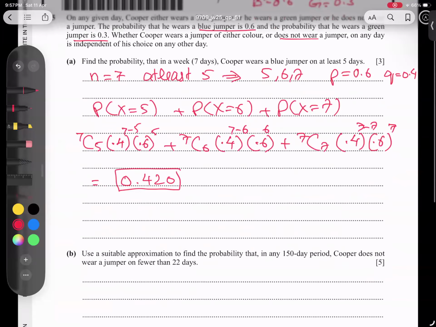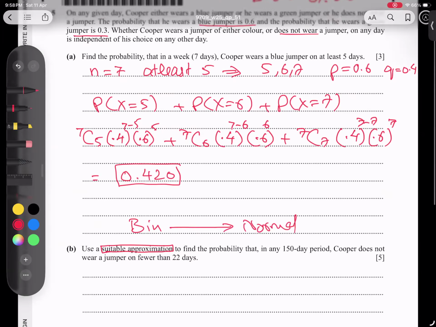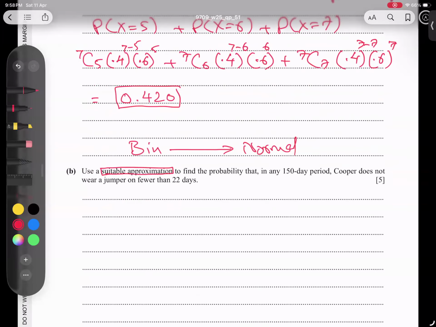I hope the point is very clear. Let's talk about the next part. As it says here, no suitable approximation. Whenever this comes, students, we have to convert binomial data to normal distribution data. First of all, check carefully: the sample is taken 150 this time, and when a big sample comes, we always go for the normal distribution.